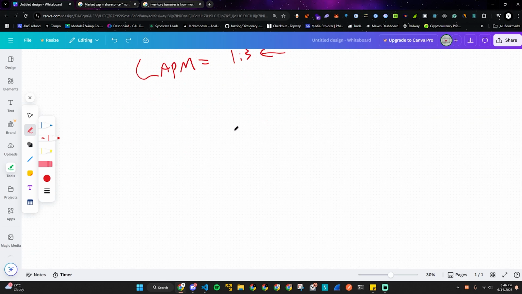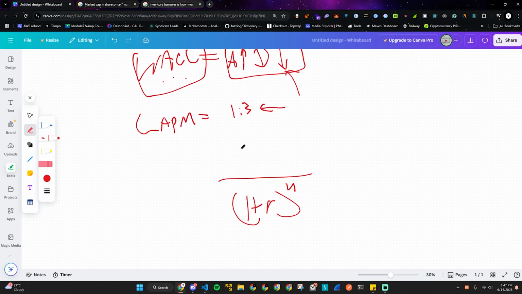So let's say, for example, discounted cash flow. It also uses 1 plus r to the power n. So think of it like 1 plus r to the power n, and we have discounted cash flow. I'm just gonna say n, but this is the number of years. So this is actually the discounted cash flow.